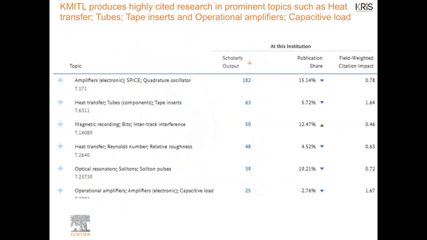So the slide is a little bit blurry, my apologies, but if you look at, for example, heat transfer tube components and tube inserts, it's 63 papers, which were cited 64% more than world average. And you produced more than 5% of the whole world's research in this topic. Where the bottom one, operational amplifiers, capacitive load, 25 papers, almost 3% of the world's research and 67% more citations than world average.